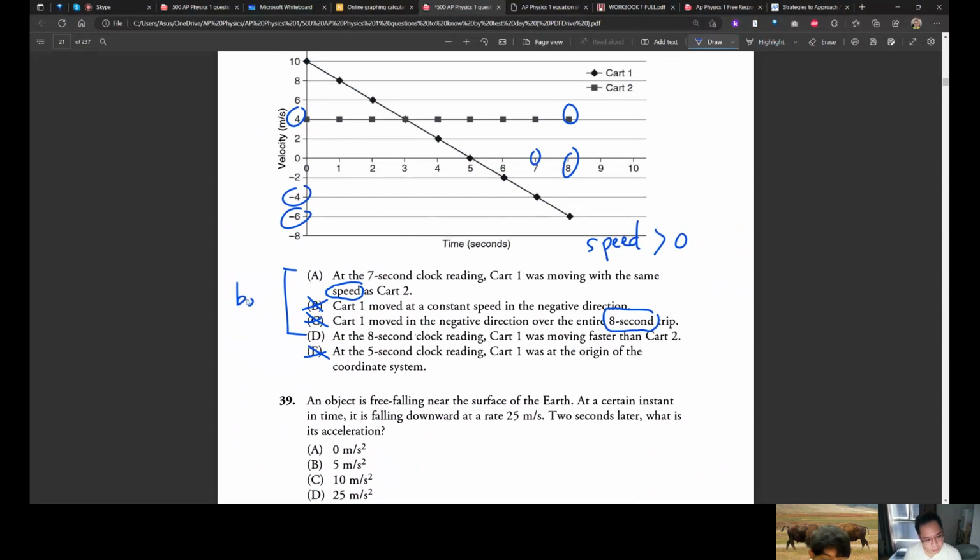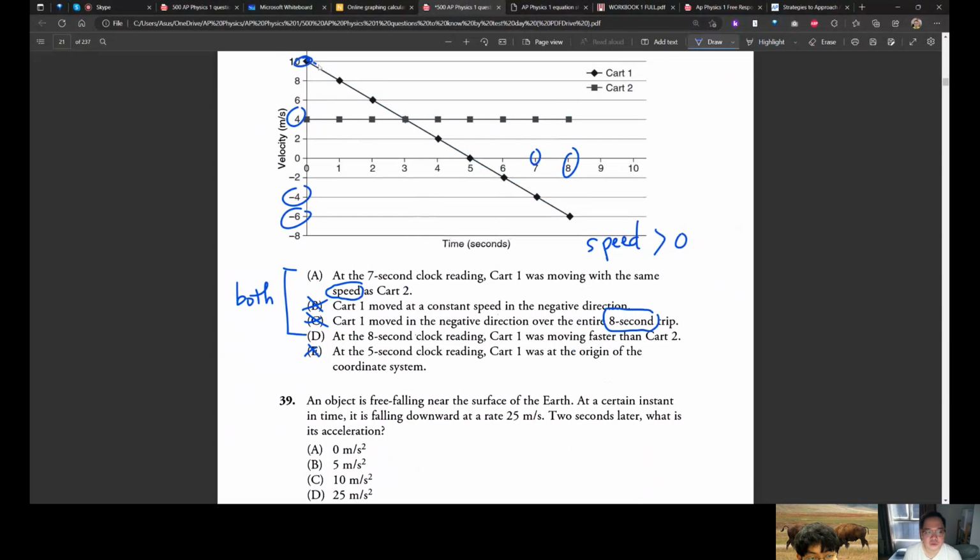Can you explain B again? B moves at constant speed in the negative direction. The speed decreases to zero at 5 seconds and increases again in the opposite direction. The speed for cart one is not constant. You see? It changes all the time. It is not a horizontal line like cart two.